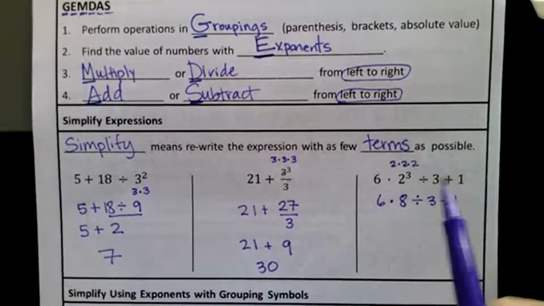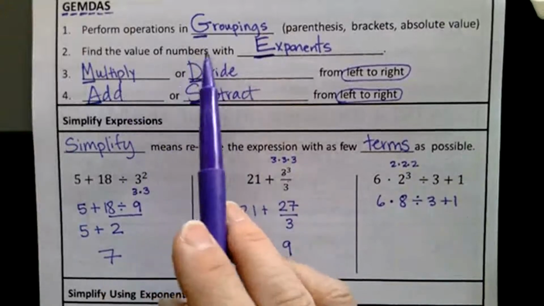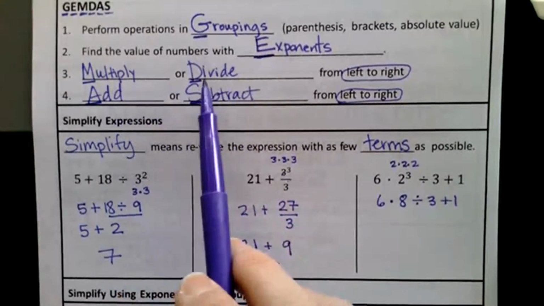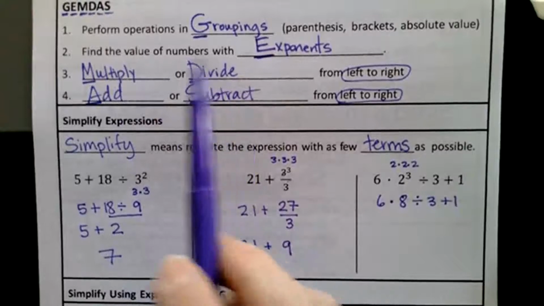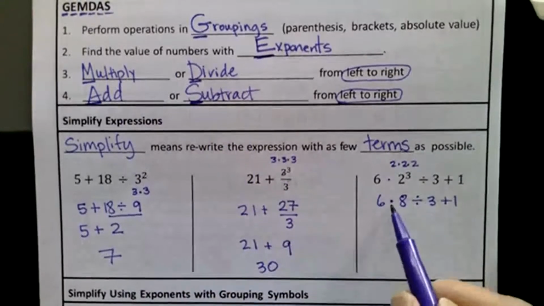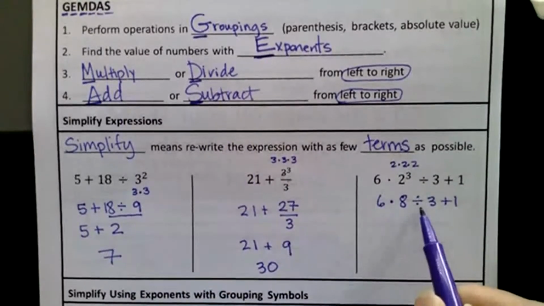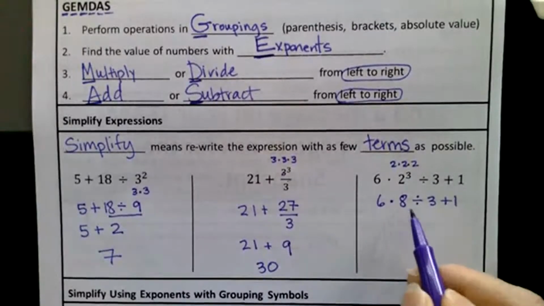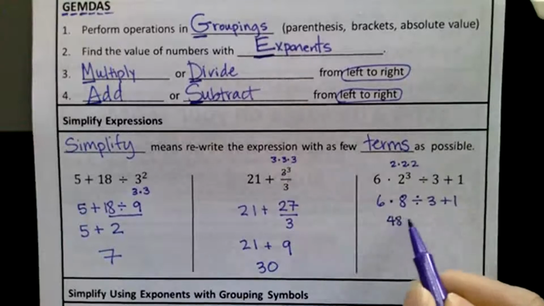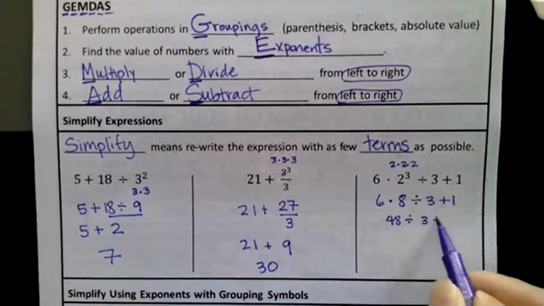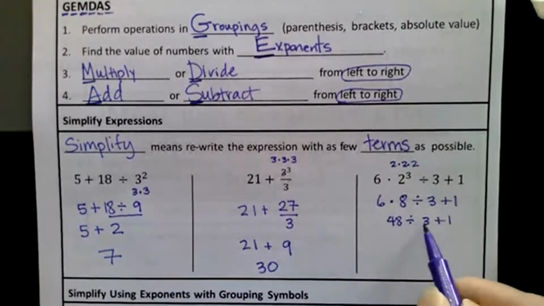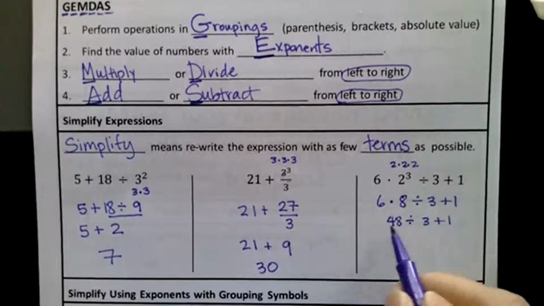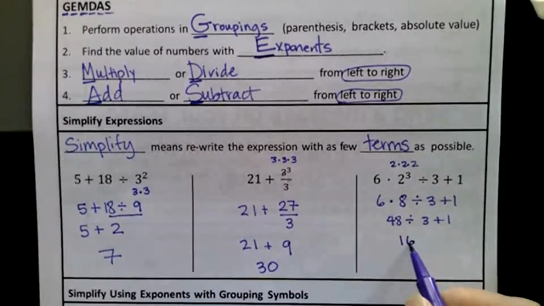Now, the next thing that GEMDAS says is after exponents, we do multiplication and division at the same time from left to right. So I have a multiplication and a division. So I need to do them at the same time from left to right. 6 times 8 is 48 divided by 3 plus 1. I do the division next. 48 divided by 3 is 16.